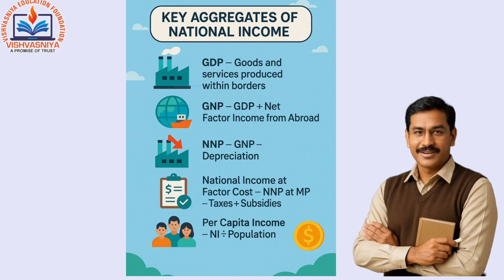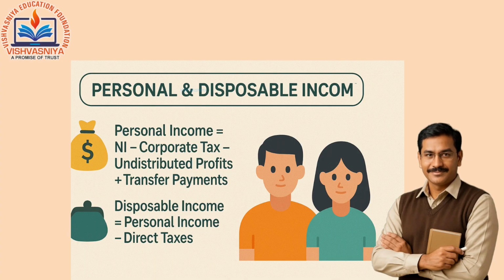Per capita income is national income divided by the population. It shows the average income per person. Personal income is the income actually received by individuals. Formula: PI is equal to NI minus corporate taxes minus undistributed profits plus transfer payments. Disposable income is personal income minus direct taxes. It is the amount left with people for consumption and saving.